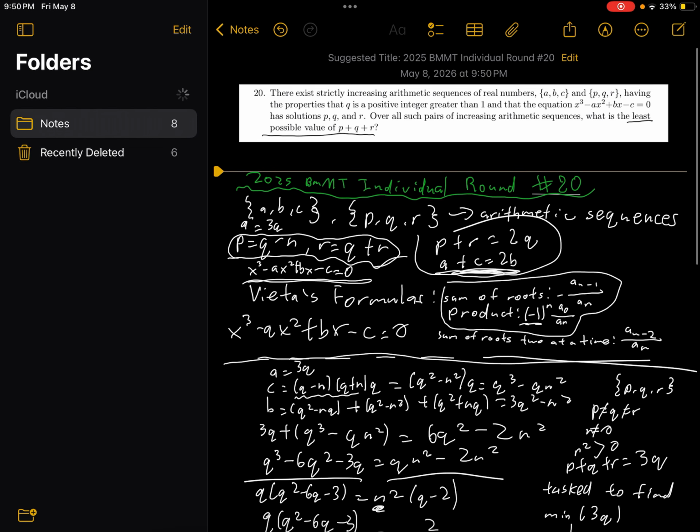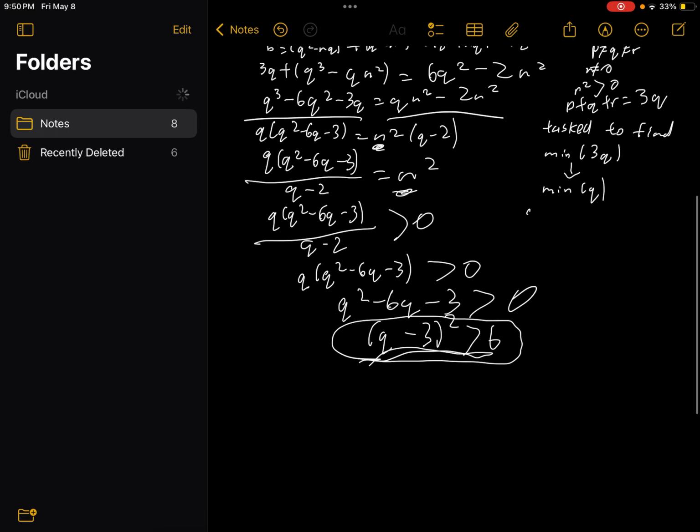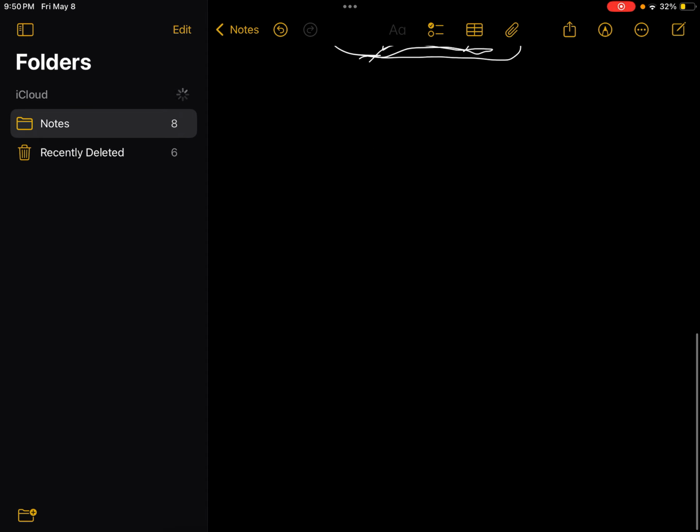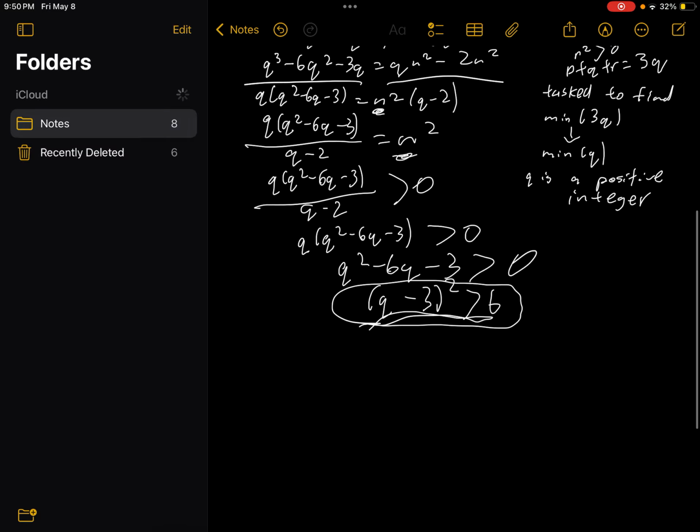So remember that from the problem, it says that q is a positive integer. So this means that q minus 3 is just equal to the least positive integer whose square is greater than 6. This is 3. This is because 3 squared equals 9, which is greater than 6, while the lower positive integer, which is 2 squared, is equal to 4, which is less than 6. So q minus 3 has to equal 3. This means that q equals 6.